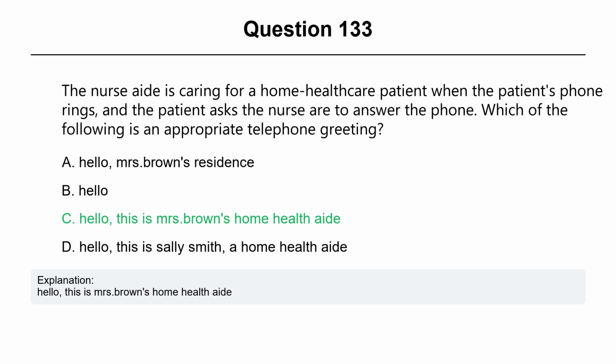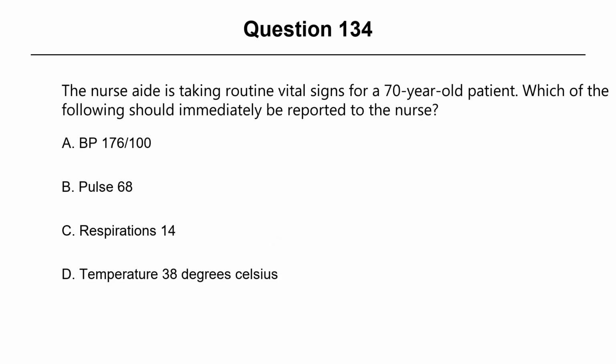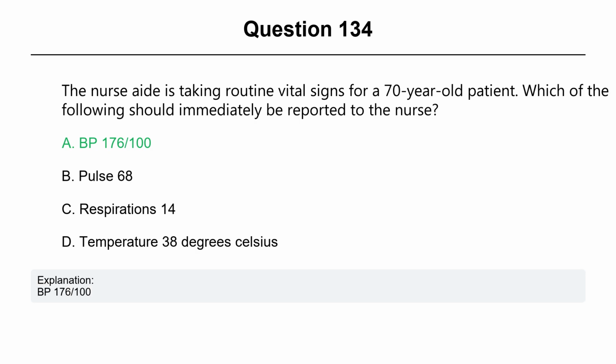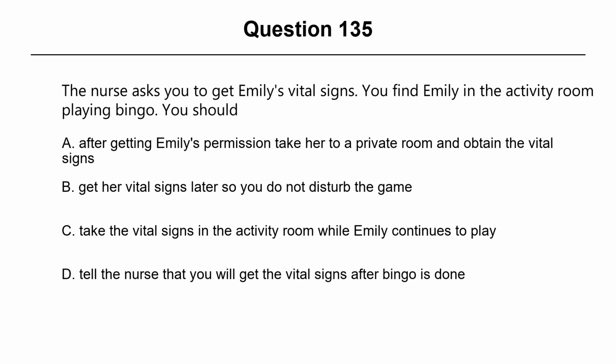Question 134. The nurse aide is taking routine vital signs for a 70-year-old patient. Which of the following should immediately be reported to the nurse? Option A, BP 176/100. Option B, pulse 68. Option C, respirations 14. Option D, temperature 38 degrees Celsius. The correct answer is option A, BP 176/100.